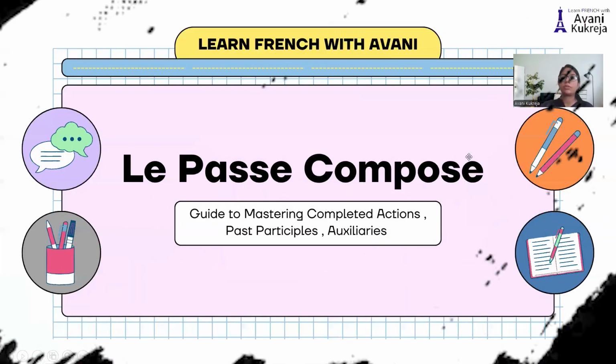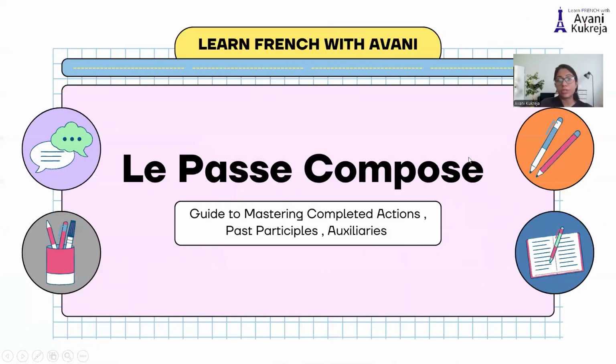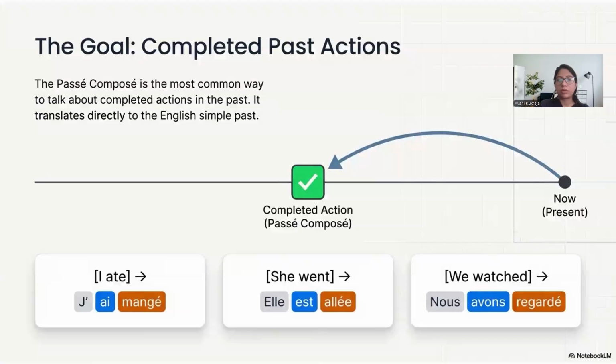All right, everyone. The topic for today is le passé composé, which is basically the simple past tense of English. So let's get started. What is passé composé? Firstly, when we talk about this tense, it's translated as the simple past tense of English.